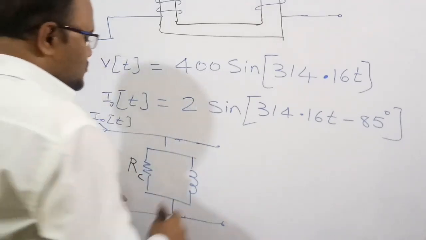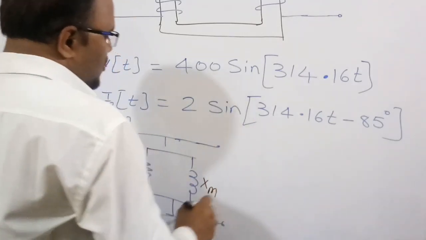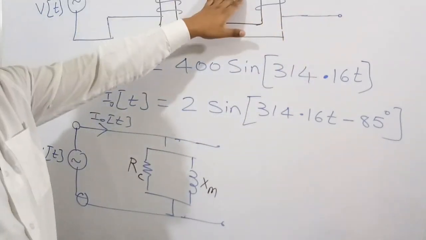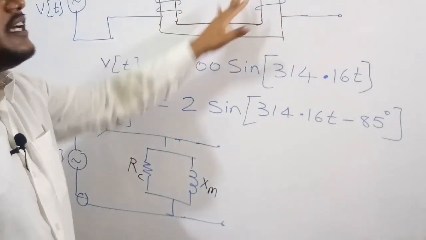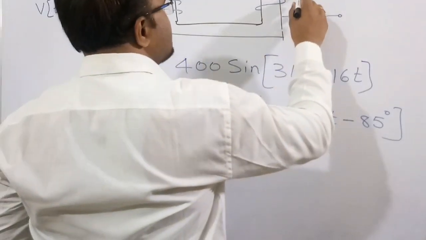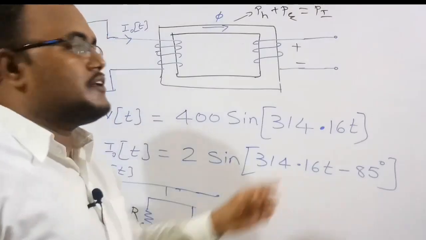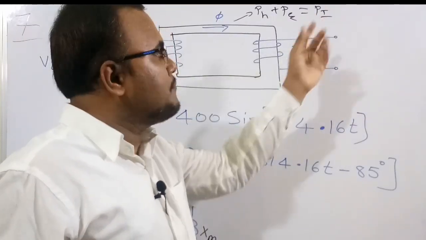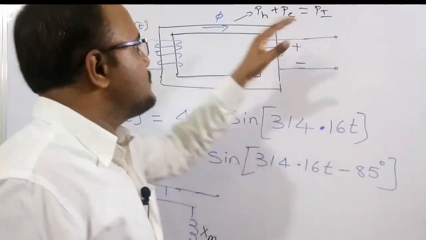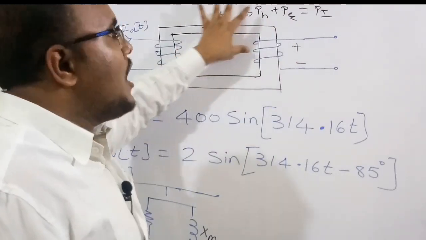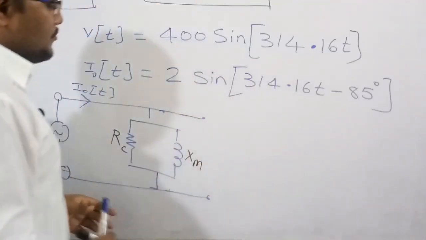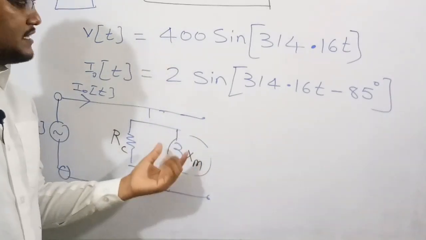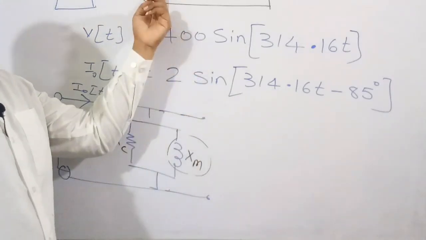And there is a small inductance which is XM, because even at no load condition there is a flux in the core. Because of this flux there will be an induced voltage in the secondary. Only if we keep any load will the current pass, but there is always an induced voltage, because the flux is always alternating in quantity. So this inductance represents that there is a flux in the core.